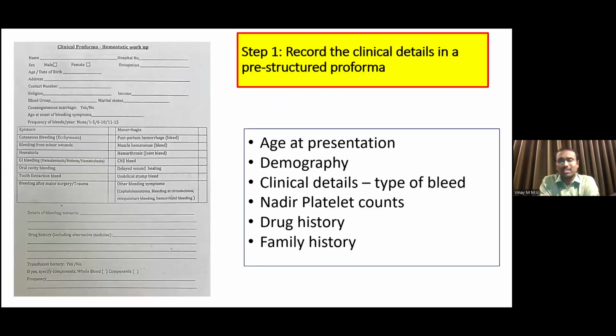So coming to the first step of the algorithmic approach, it's always important to know the clinical picture of the child. It's better to enter the clinical details in a pre-structured proforma for any bleeding disorder, and in thrombocytopenia as well. It's very good to note the age at presentation, the demography or ancestral history from where the patient is coming, the type of bleed, the nadir platelet count, whether there has been a previous documentation of platelet count, the drug history, and the family history. These are the historical aspects we should concentrate on when we see the child.